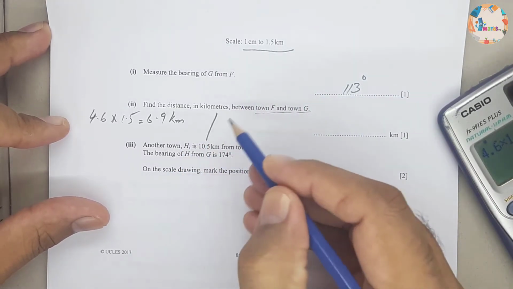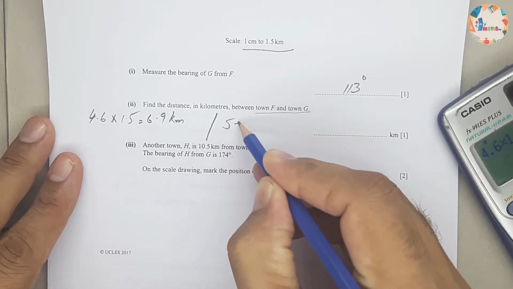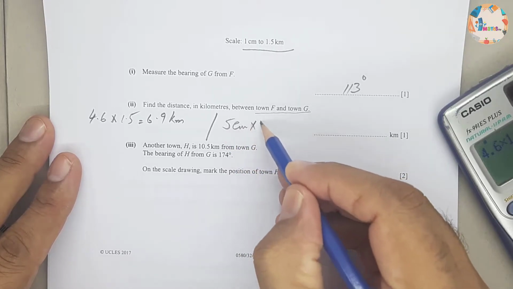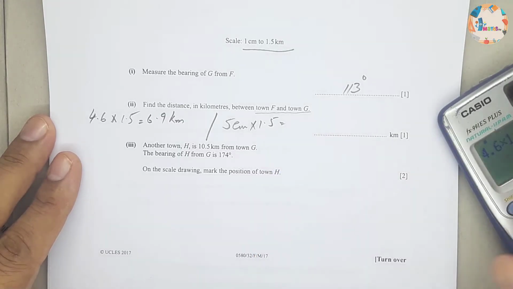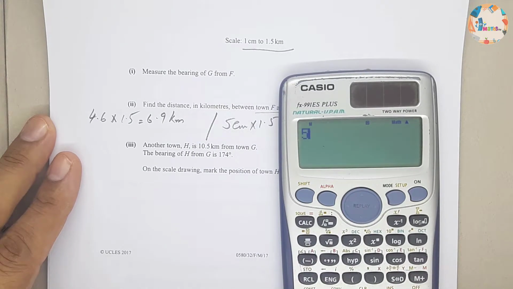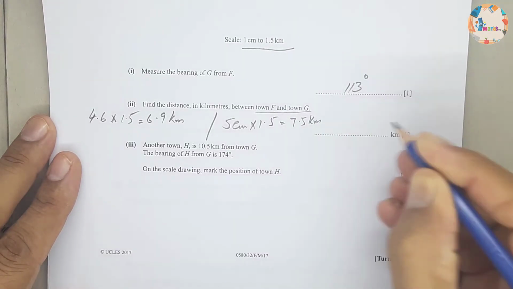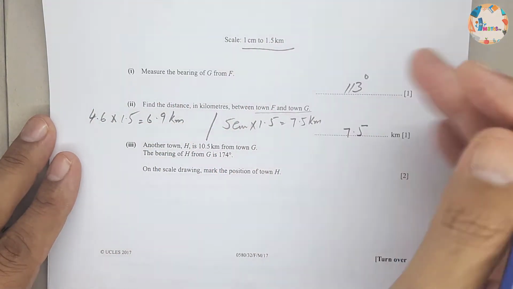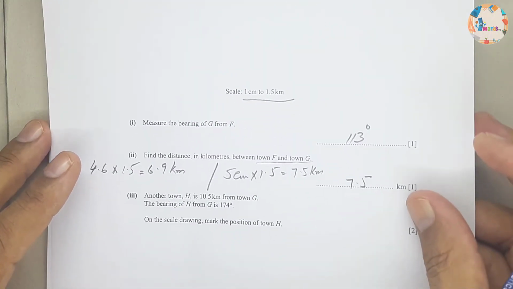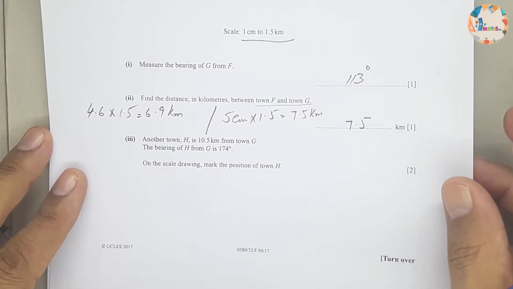But in the marking scheme, they have taken this measurement as 5 centimeters. So if we solve with 5 centimeters, as I told you the exam paper is a little bigger in size, that will result in 5 multiplied by 1.5, which is equal to 7.5 kilometers. This is the marking scheme answer which I am writing. But if you do this drawing's calculation, this will be 6.9 kilometers. So I have provided both the calculations, so you should understand the thing.